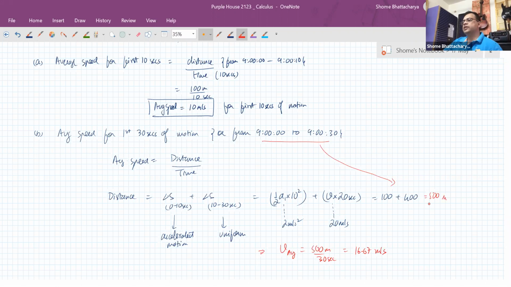So for that specific time interval from 9 hours to 9 hours 30 seconds, the total distance traveled is 500 meters and the time interval is 30 seconds. So divide the two and you're getting the average speed.